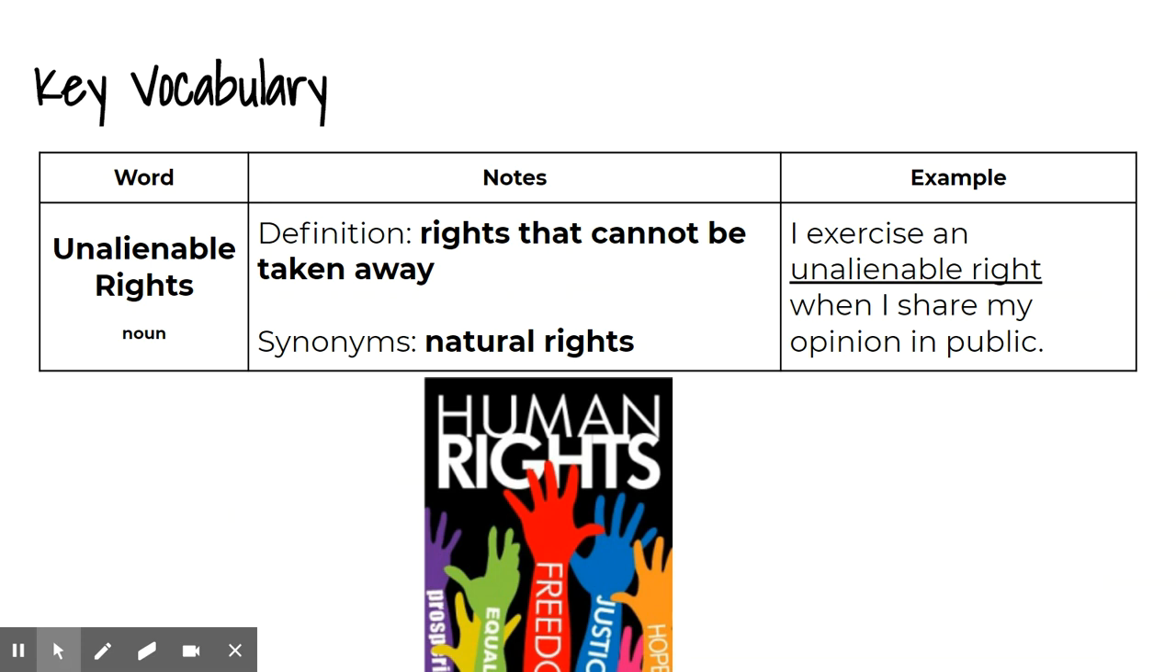Next word is unalienable rights. The definition is rights that cannot be taken away. A synonym is natural rights. I exercise an unalienable right when I share my opinion in public.